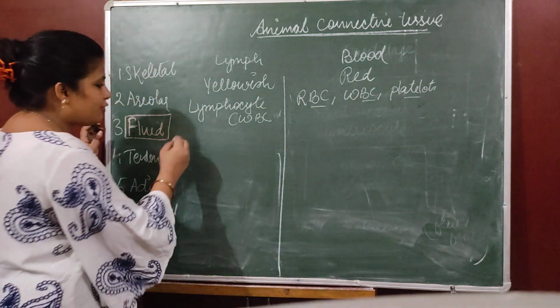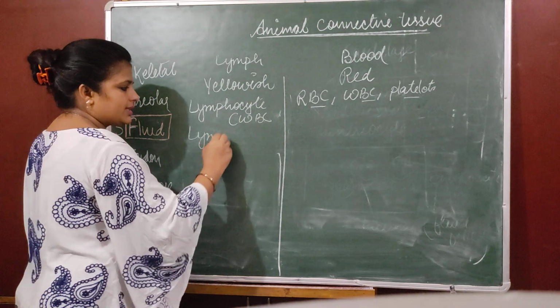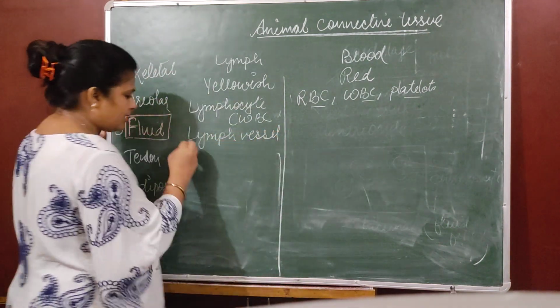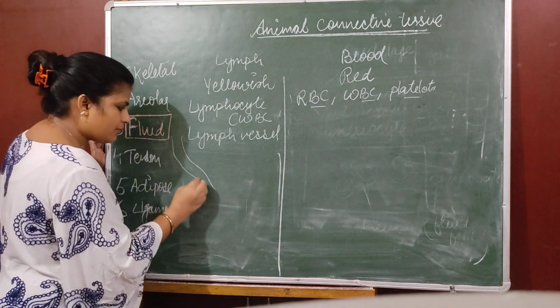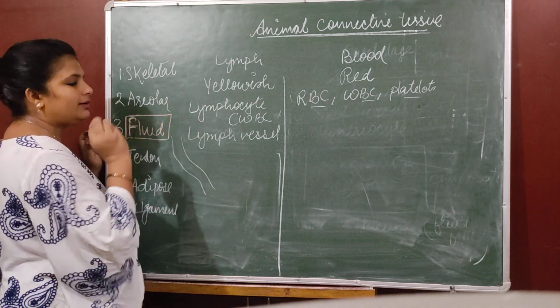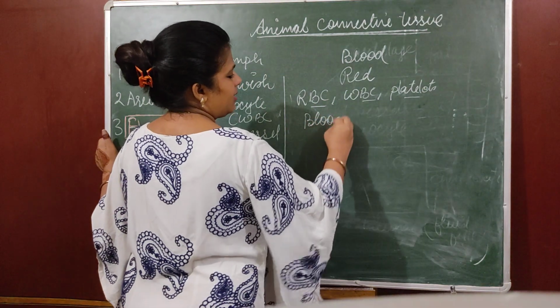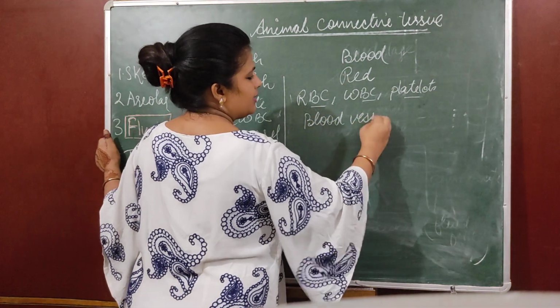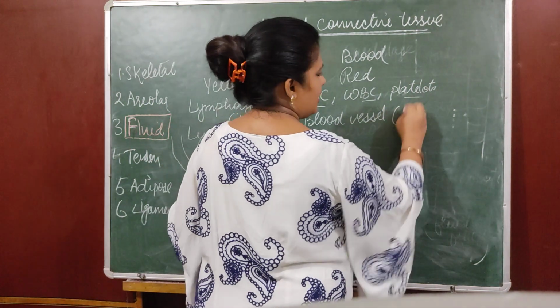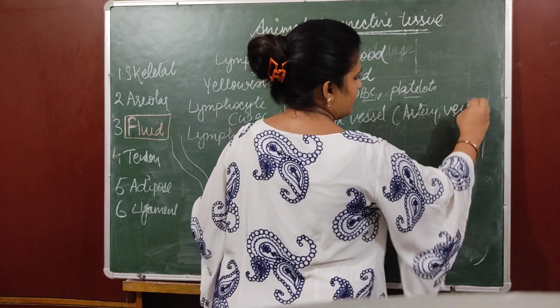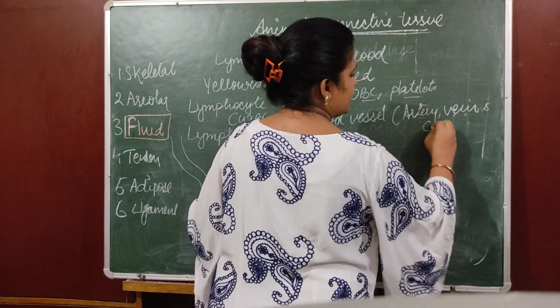Okay. Lymph flows through lymph vessels. Obviously, where will lymph go? Lymph vessel. What is a vessel? A tube through which lymph can flow. And blood flows through blood vessels. And how many types of blood vessels do we have? We have 3 kinds of blood vessels: artery, vein, and capillaries.